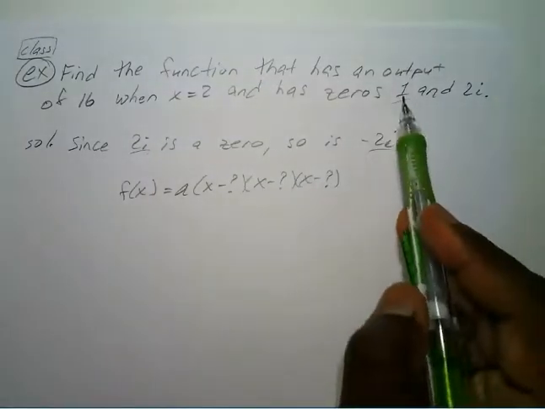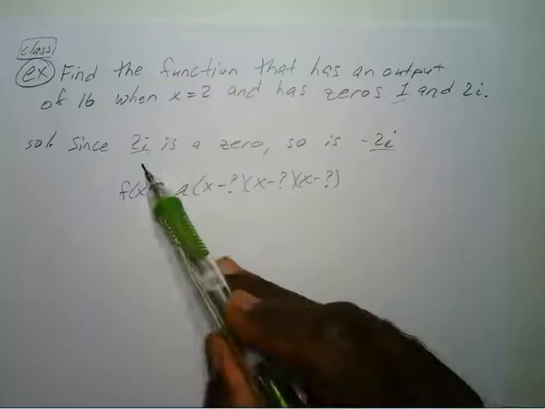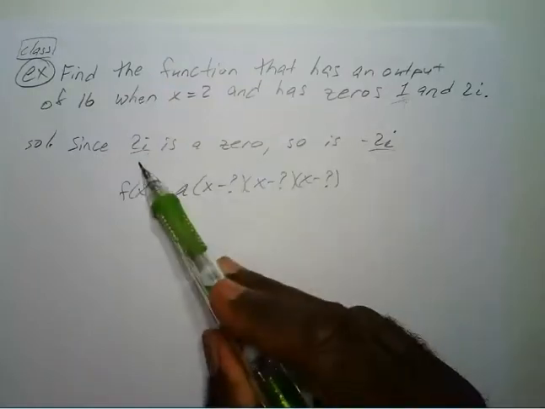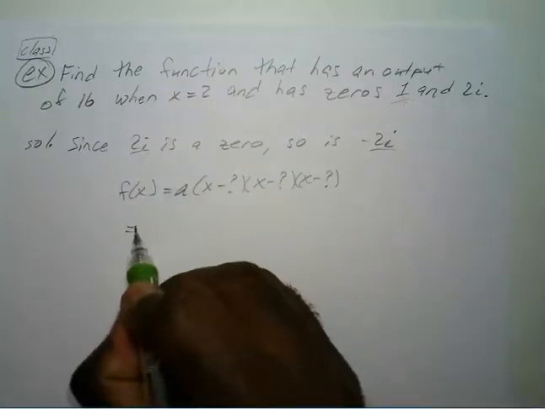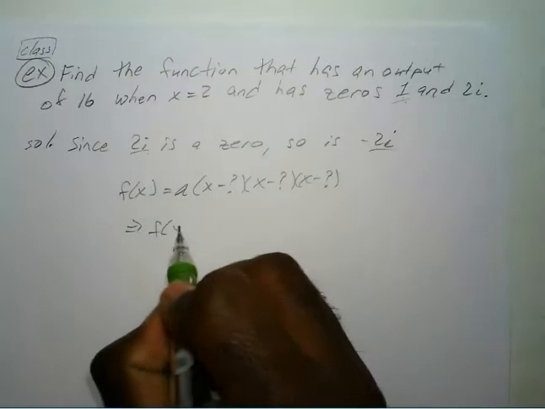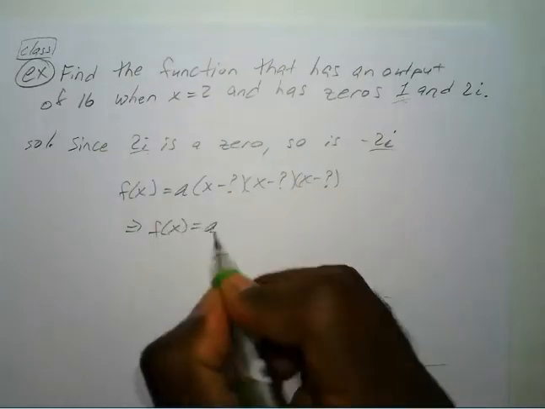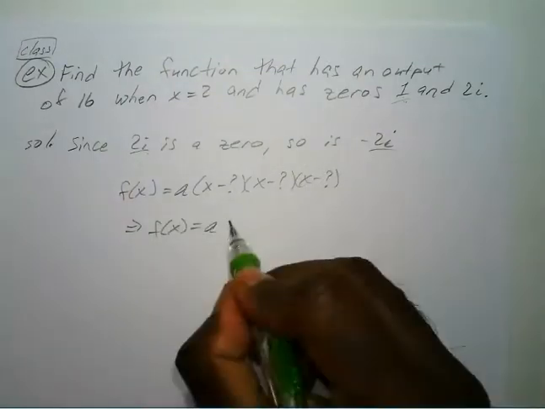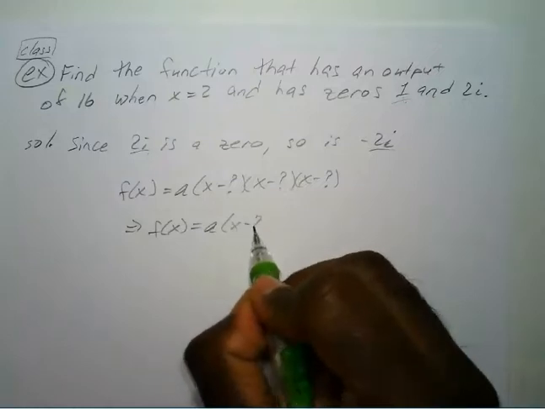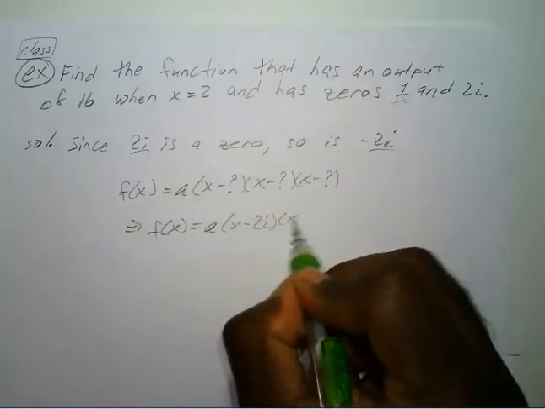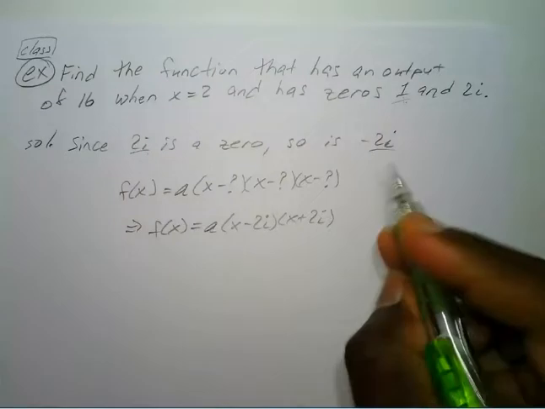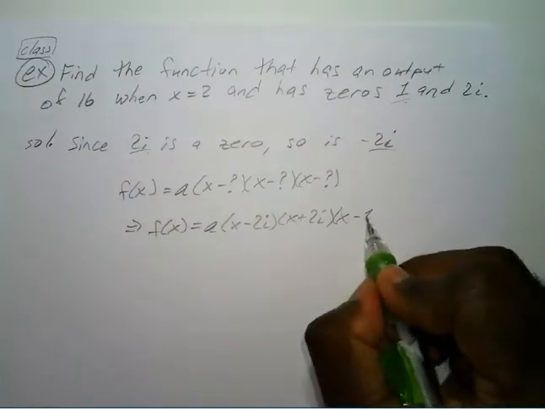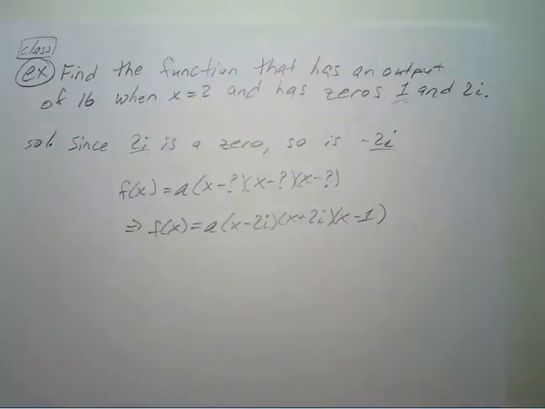But the fact that we know we have 3 zeros, 1, negative 2i, and 2i, lets us know that we only have to go f of x equals a times x minus 2i, x plus 2i, and x minus 1, because they already gave us our zeros. So we know this is a third degree polynomial.